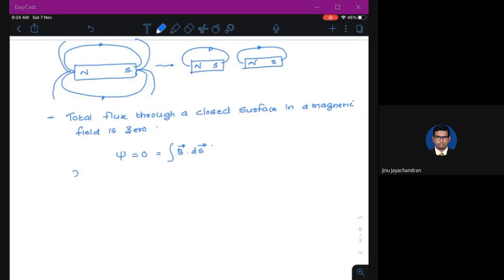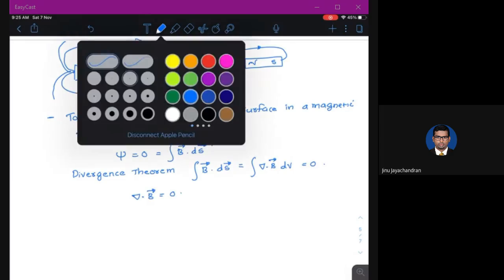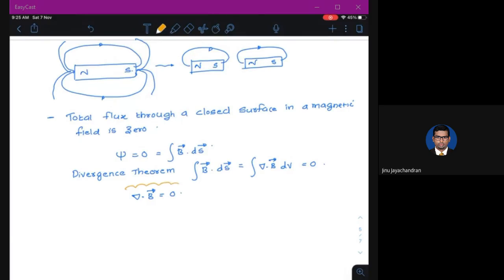Now by divergence theorem, integral B dot dS is equal to integral del dot B dV. This is equal to zero. So del dot B, the divergence of the magnetic flux density, is always zero. And this is a very important result. Okay. Why is the divergence of magnetic flux density zero?